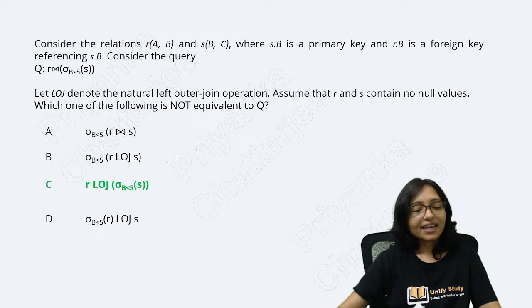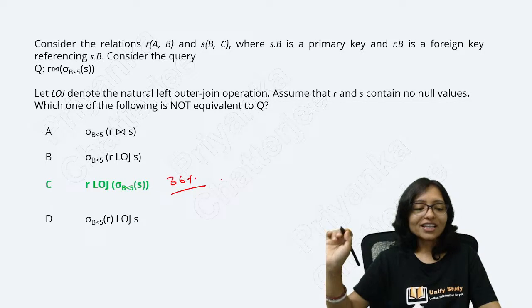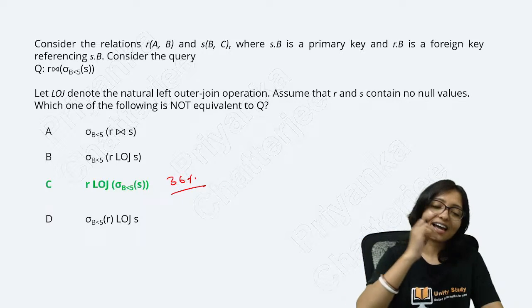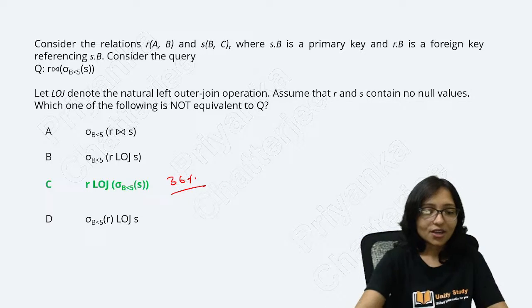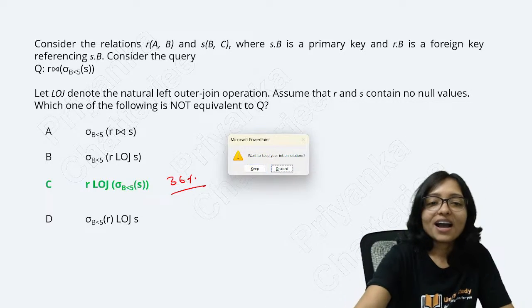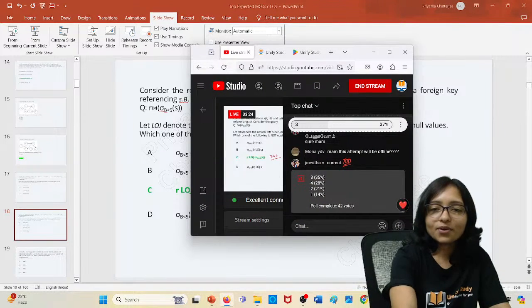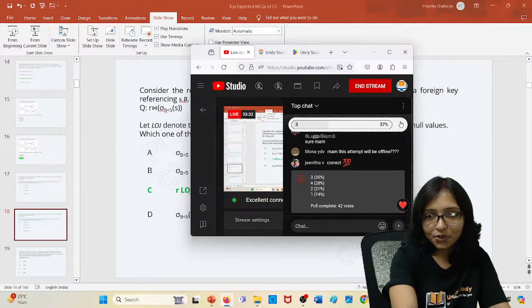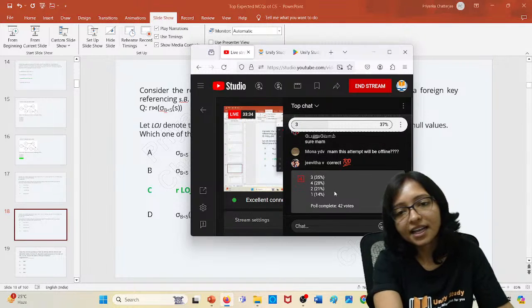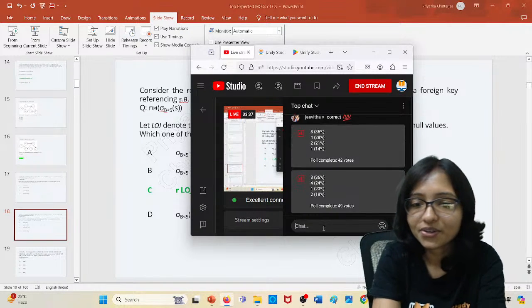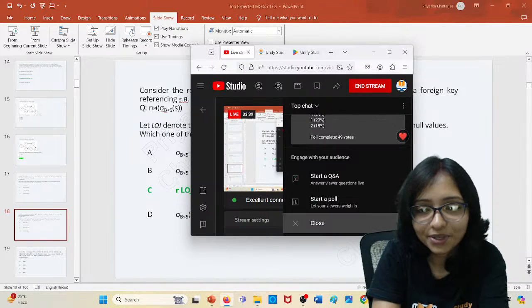So only 36% of students are correct here. Only 36% of students are correct. All others are making mistakes. So see why you are making mistakes and what your problem is. I will end the poll and I will start another poll now. And you can see what your score is and what you are doing.